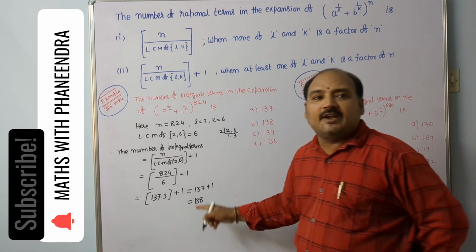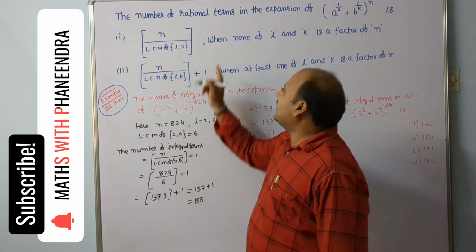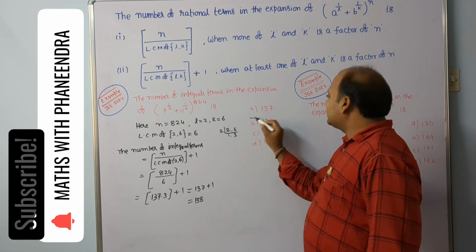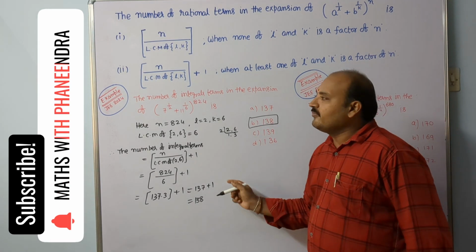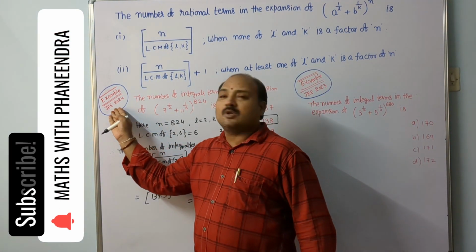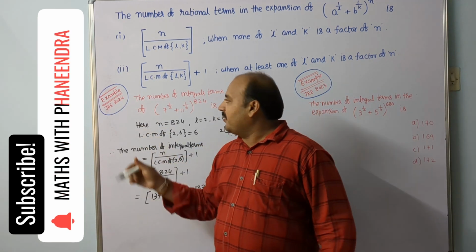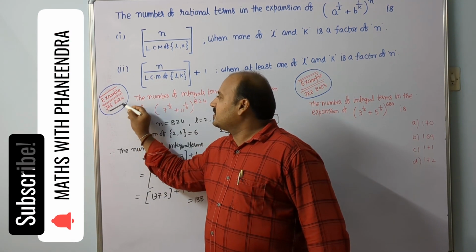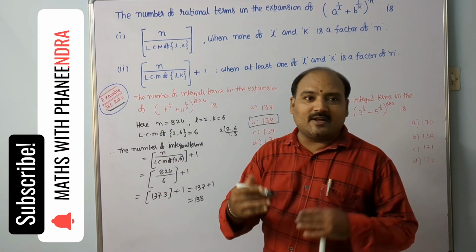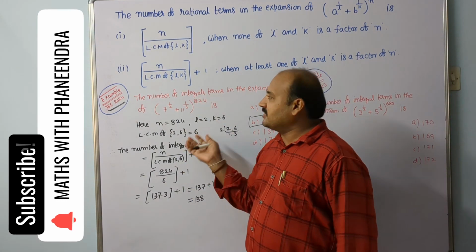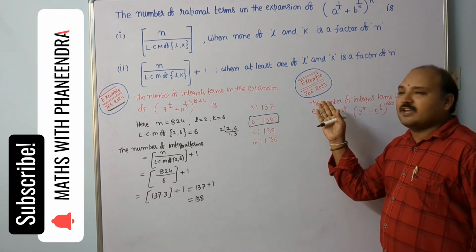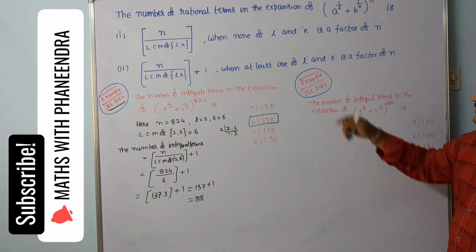So 138 rational numbers, that means integral terms are there. So our answer is 138, dear students. This is given in JEE 2024. I hope everyone understands that. See how many they ask in JEE Mains regularly, these types of questions. The coming question is JEE 2023, dear students.